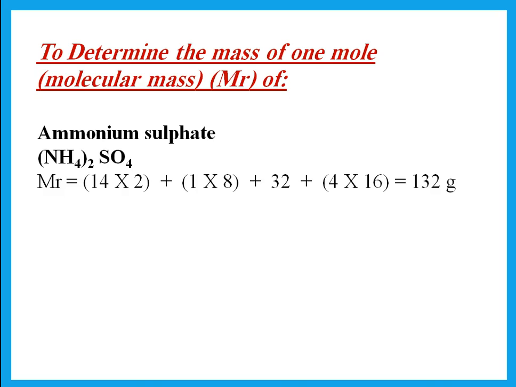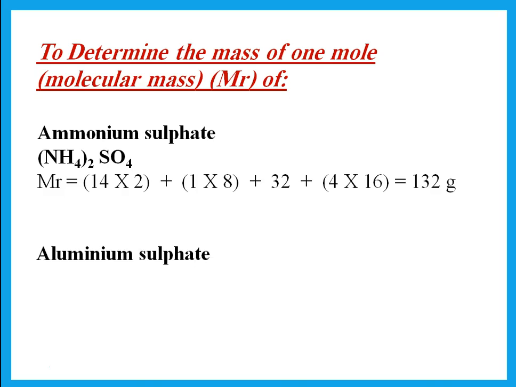Plus, the next one is sulfur. Sulfur has a mass of 32 from the periodic table, and I have only 1 sulfur, so that is 32 times 1. Plus, oxygen has a mass number of 16. You look at the periodic table, the big number. How many oxygens do I have? I have 4. Now, the addition of all of this is what we call molecular mass, or mass of 1 mole, or MR. So in this case, the total is 132.